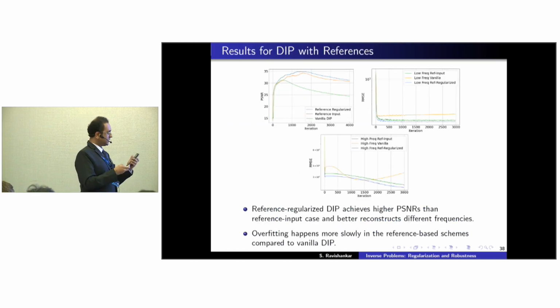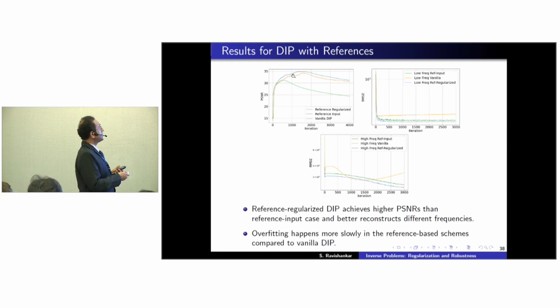So here are the results with these methods, comparing the overfitting and spectral bias behavior of vanilla DIP and these two other methods. One is using a reference image as input, and the other is with the additional regularization that we introduced in the previous slide. With these reference-based methods, there's a clear difference in performance. The reference-based methods perform a lot better than the vanilla DIP because you have some information that you're exploiting.